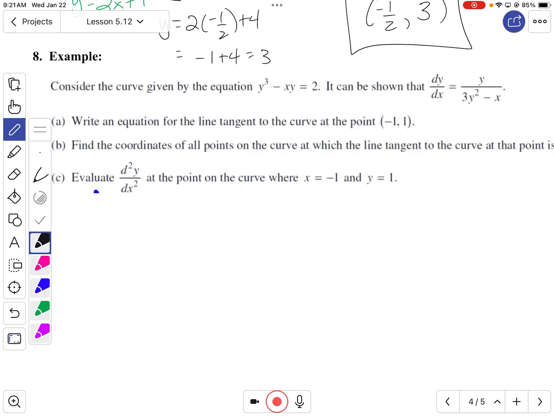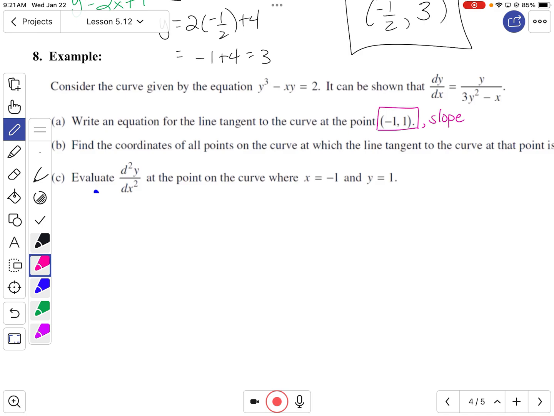Okay. So for part A, it just wants the equation of the tangent line to the curve at the point negative 1, 1. Okay, to write a tangent line, I need a point, which they gave me. What else do I need? I need a slope. Okay, they gave me the derivative there, so I don't even have to calculate it. I'm just going to plug in negative 1 and 1.